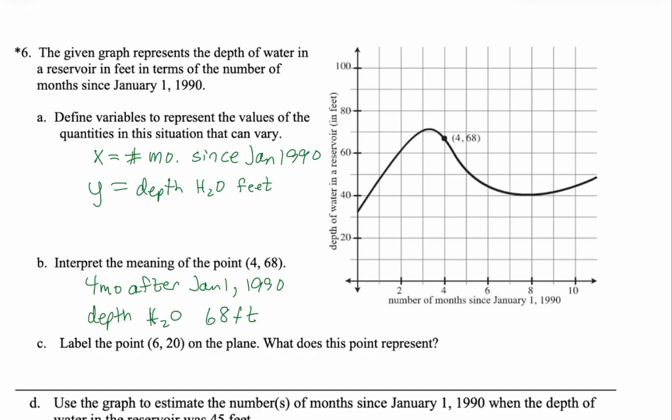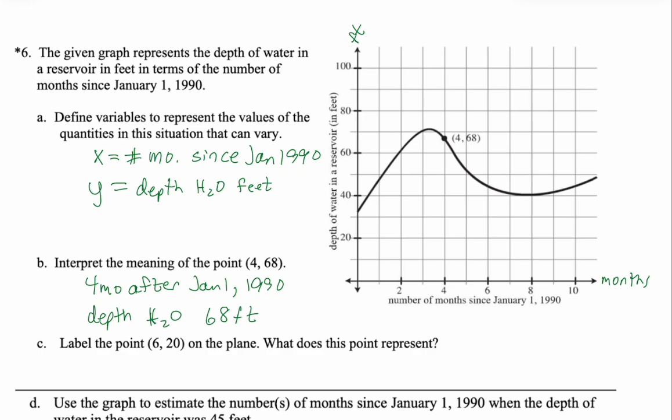And then for C, it says, label the point (6, 20) on the plane. What does this point represent? So again, always check, how did they number their points? How did they count on the x-axis? It's kind of just by ones, right? It's just 1, 2, 3, 4 months, okay? So if it helps you to put months, you could. And then this is feet, right? But let's take a look. 10, 20, 30, 40, 50, 60, they're counted by tens. So always note that before you get started.